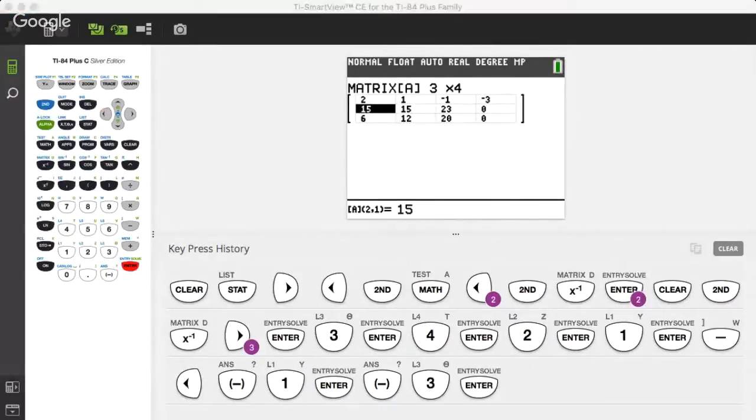Let me see. Good. The next one's 4x minus y plus z equals 6. So we're going to put that in.